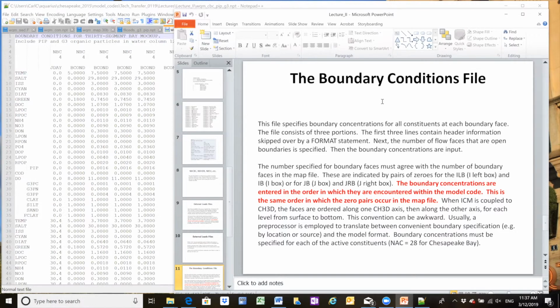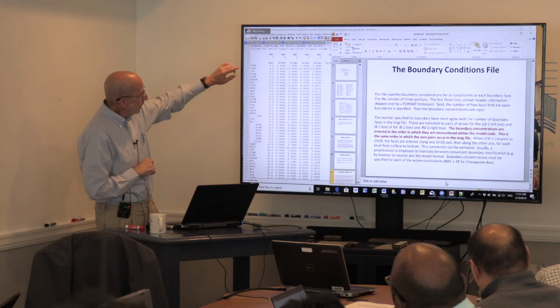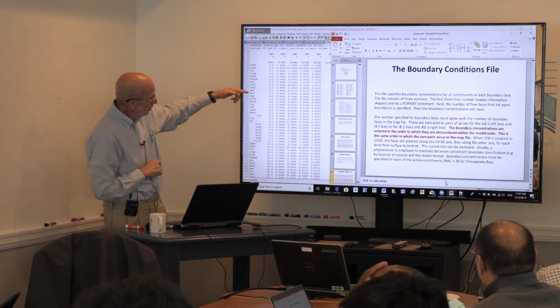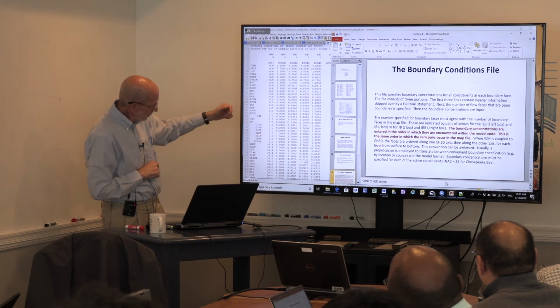Then you actually put in the actual boundary conditions for all active variables. There were 28 active variables, so there should be 28 boundary conditions. Not 36, 28, which is the number of active variables. Here, for example, on day 0, we have temperature, salinity. These are all the boundaries.